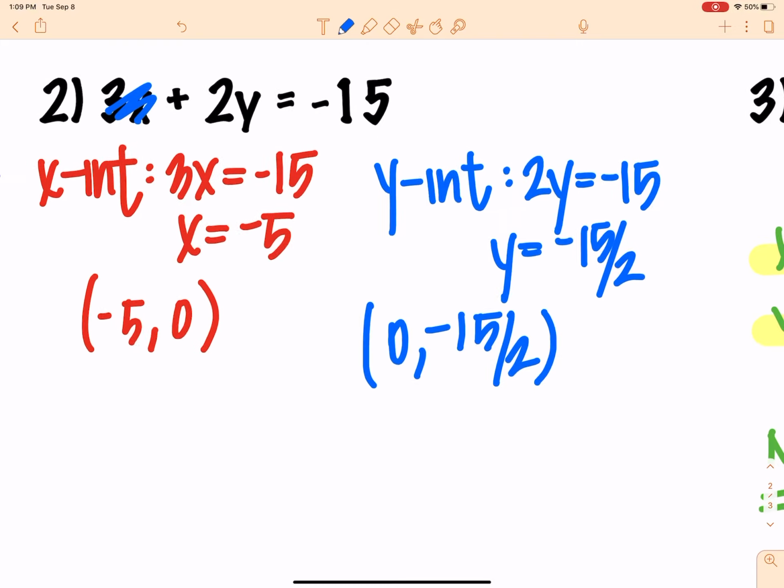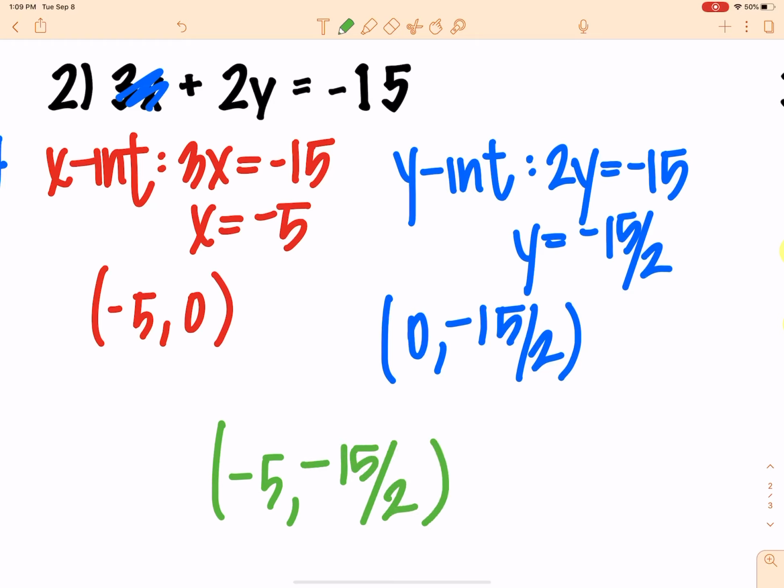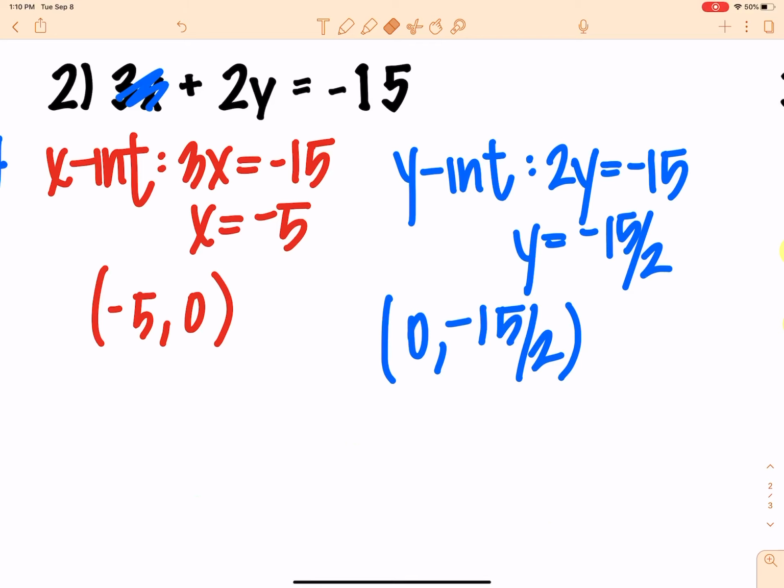Okay, and here's where a lot of mistakes are going to happen: you want to combine them for some reason into one point and say your answer is negative 5, comma negative 15 over 2. That's not what we're asking here, or that's not even the correct answer. So you don't combine them at all. It's two separate answers. You have one answer for the x-intercept. You have another answer for the y-intercept. We don't put them all together into one point that doesn't exist. So try number 3 all by yourself and come back for the answer.